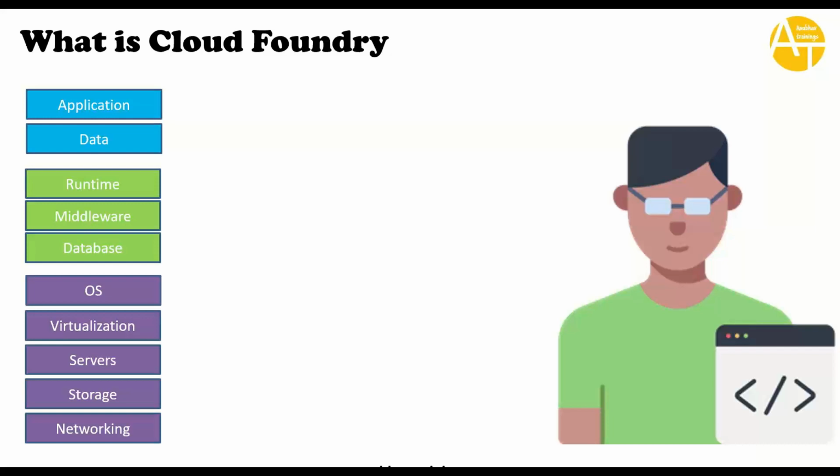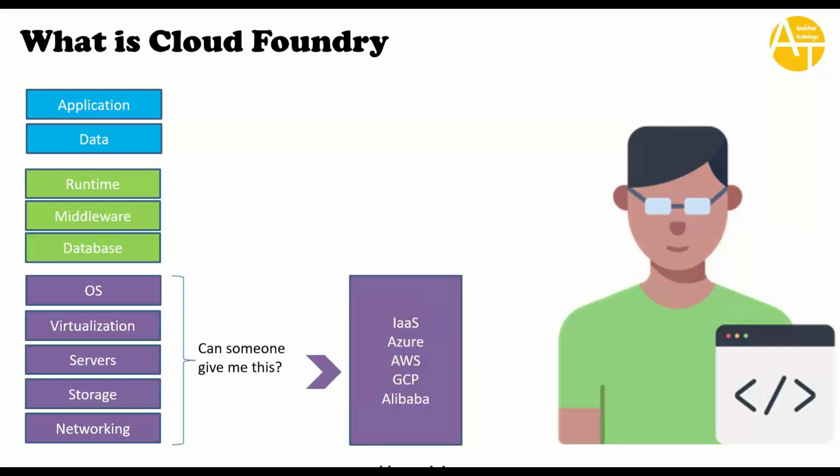For example, my first question is, can I rent out a complete environment which is going to help me arrange the necessary operating system, the virtualization, the server, the storage space somewhere on the internet? And that's where the first cloud service comes in, infrastructure as a service, which is provided by some of these key players: Azure, AWS, GCP, and Alibaba. So they are the ones who will provide you the necessary infrastructure.